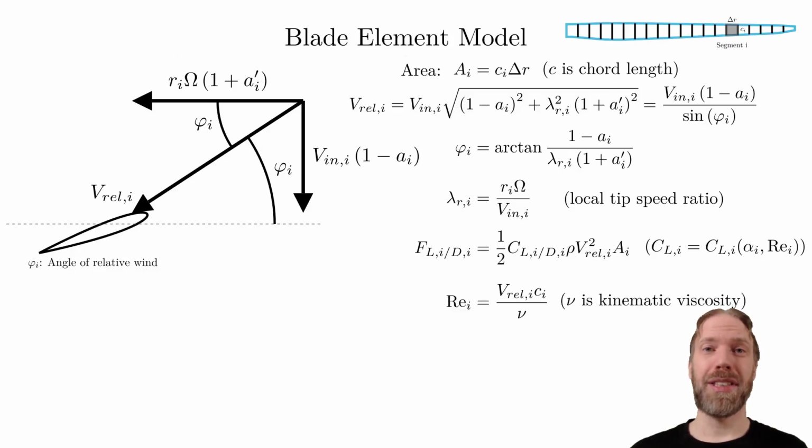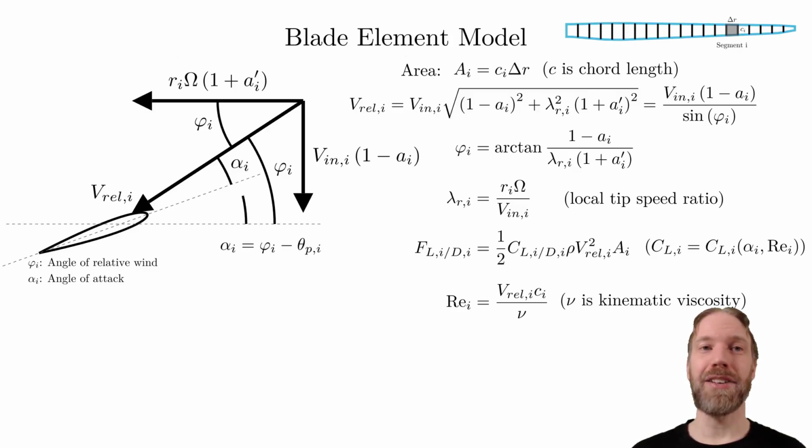A common approach is to use experimental data when determining lift and drag coefficients, which was the approach used earlier in the video when we looked it up in the graph of the coefficients as functions of the angle of attack. The angle of attack is the angle between the relative wind and the chord line, and is calculated in the same way as earlier in the video.